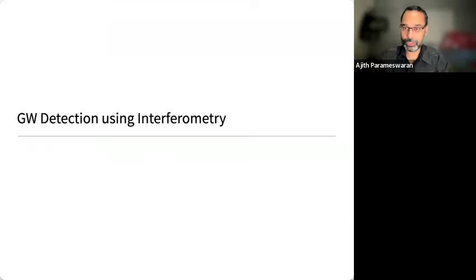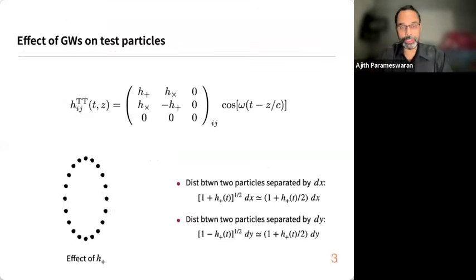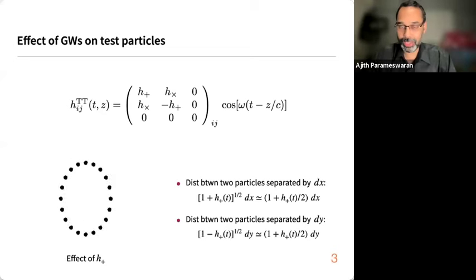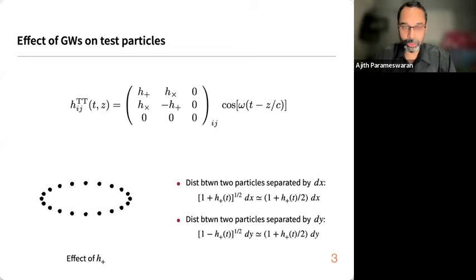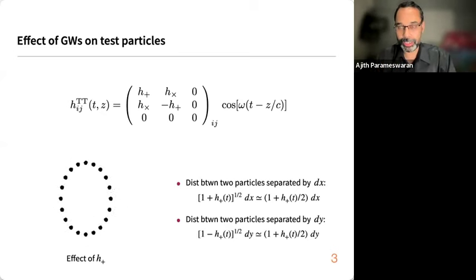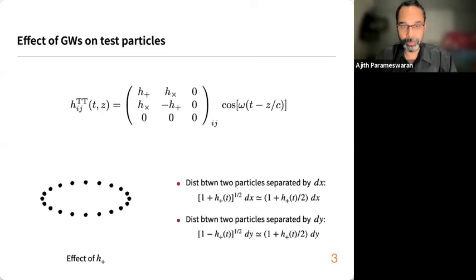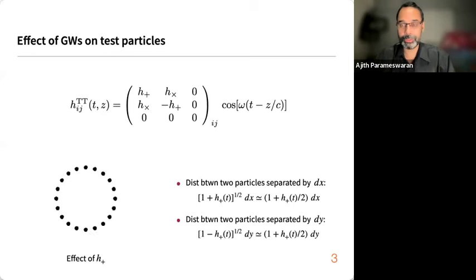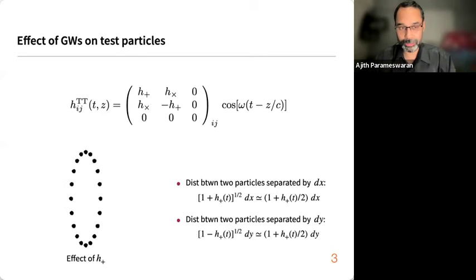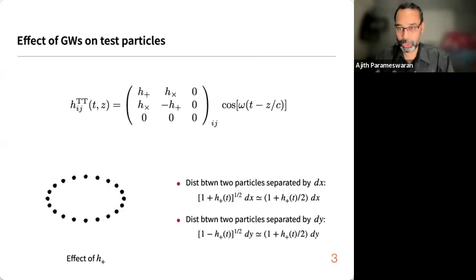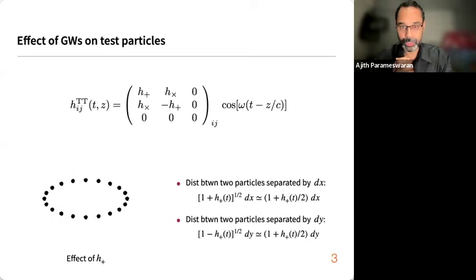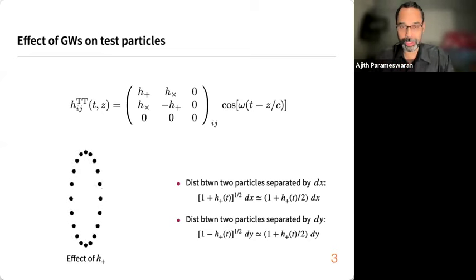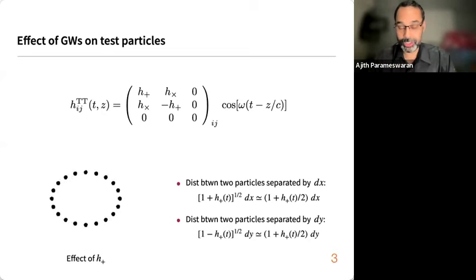So the first part is the detection of gravitational waves using interferometry. This first equation is something that we derived in the first lecture. We showed that in the appropriate gauge, which is called the transverse traceless gauge, the metric perturbation on the Minkowski metric has only two independent components. In this case, the wave is traveling along the z direction, and the wave is transverse, so it has non-zero components only in the xy plane.